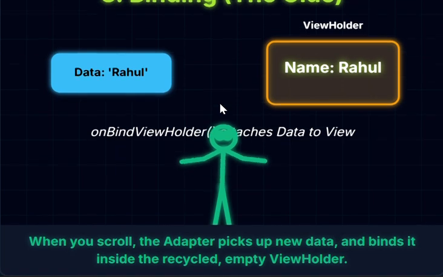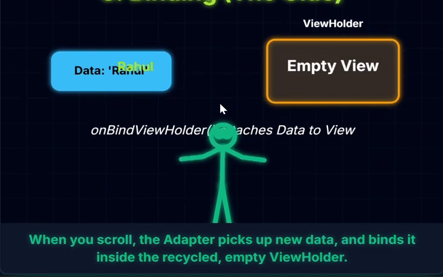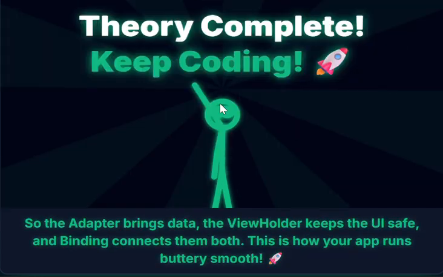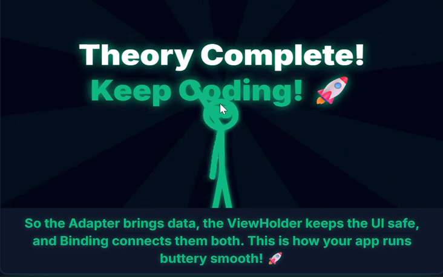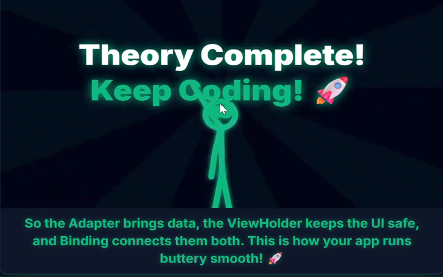When you scroll, the adapter picks up new data and binds it inside the recycled empty ViewHolder. So the adapter brings data, the ViewHolder keeps the UI safe, and binding connects them both. This is how your app runs buttery smooth.